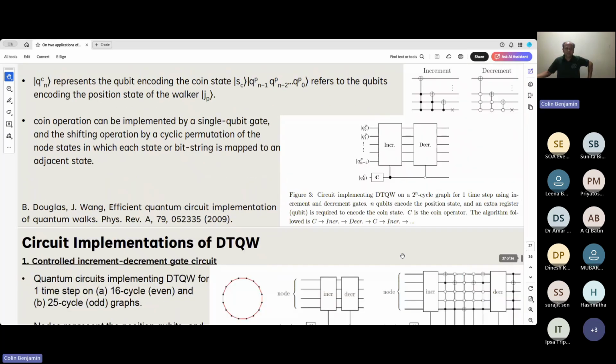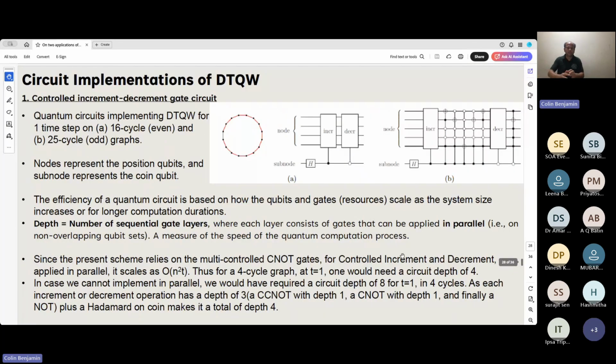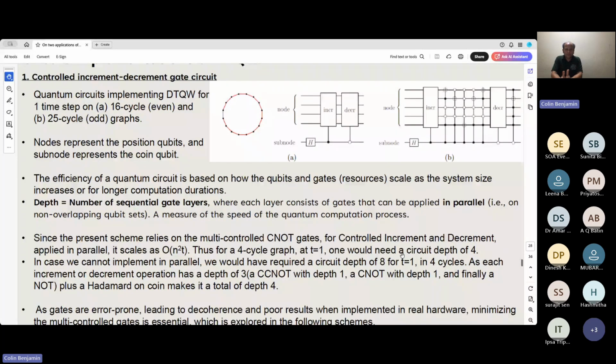The second proposal is, so again, continuing on the same proposal, they implemented it even for large cycle graphs. So here's a 16 and a 25 cycle graph. And efficiency is based on how the qubits or resources scale as the system size increases. And the metric which we use to determine how good our protocol is to implement in a quantum computer is the number of sequential gate layers here.